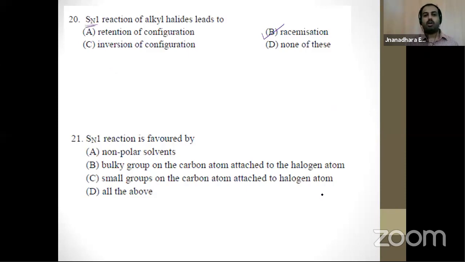Now, I want you all to answer 21. Leave out 20, 20 is easy. All of you answered it. Please type in the question number and answer. Answer 21 now. Which of these factors favor SN1? Karthik says it's option C. Steffi Sandra also agrees it's option C.